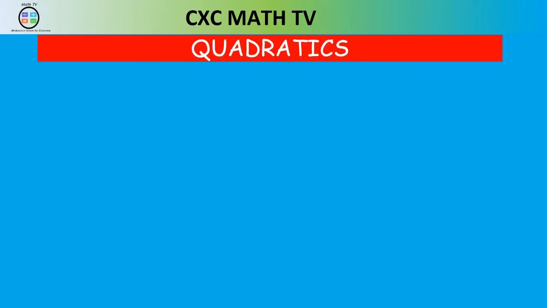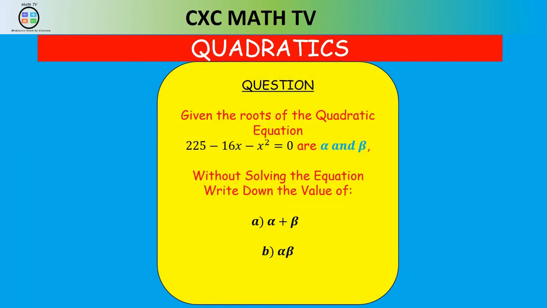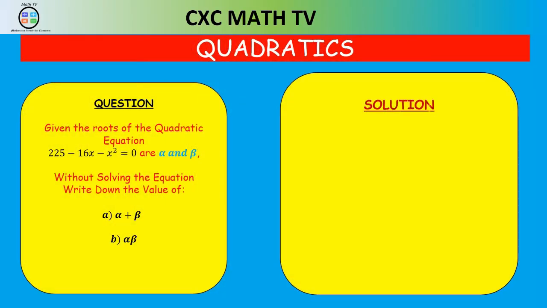So this question says, given the roots of the quadratic equation, 225 minus 16x minus x squared equals 0 are alpha and beta. Without solving the equation, write down the value of alpha plus beta and alpha beta. So to do this question, the first thing we are required to do is to put the equation in standard form. Putting it in standard form, we're going to get minus x squared minus 16x plus 225 equal to 0.